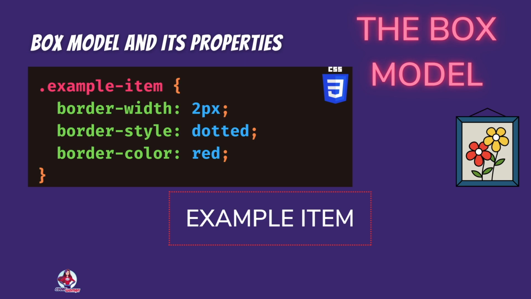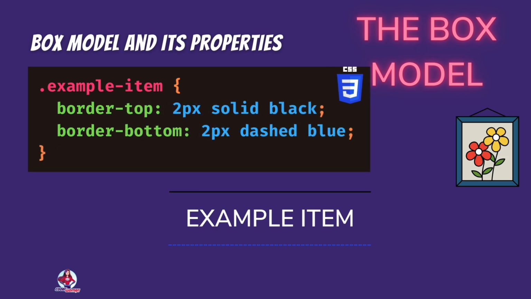Finally, you can set different values for each side of the element's border using the border-top, border-right, border-bottom, and border-left properties. In this example, the top border is set to 2 pixels wide with a solid style and a black color, while the bottom border is set to 2 pixels wide with a dashed style and a blue color. What technique you use to set borders is totally up to you.